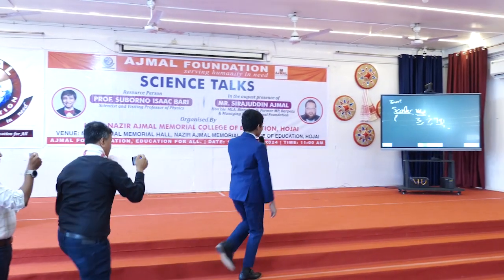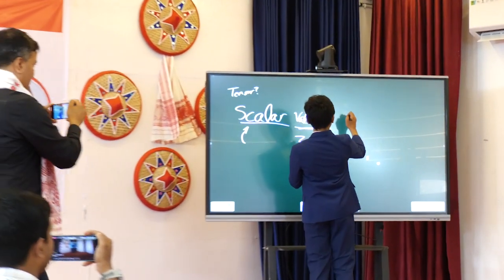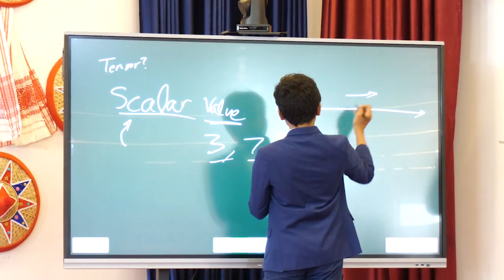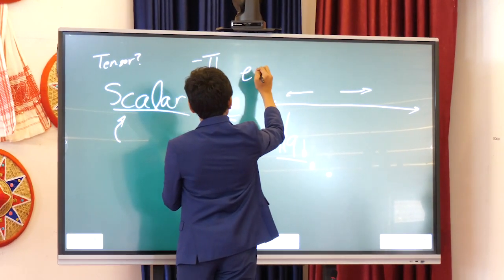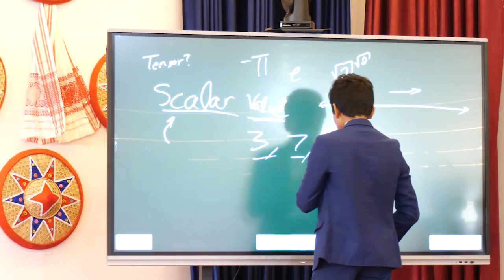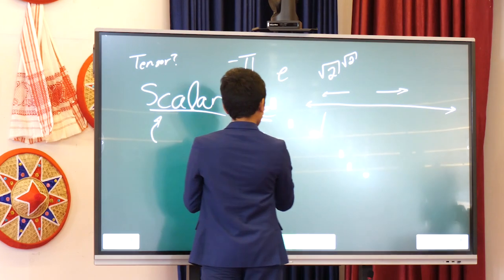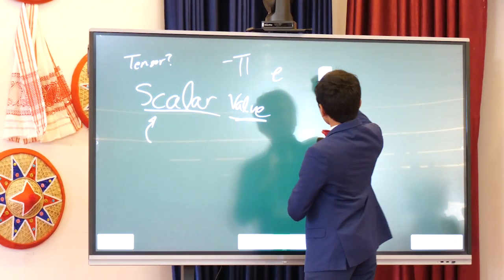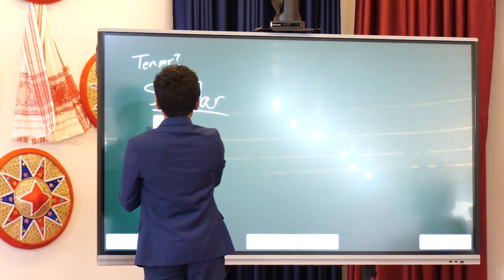So a scalar is just a singular value. It can be anything on the real number line. It can be in this direction or in this direction. So it could be negative pi, or it could be e, or it can be the square root 2 to the square root 2th power. Doesn't matter what it is. That's what a scalar is. So, a scalar is just any real number.